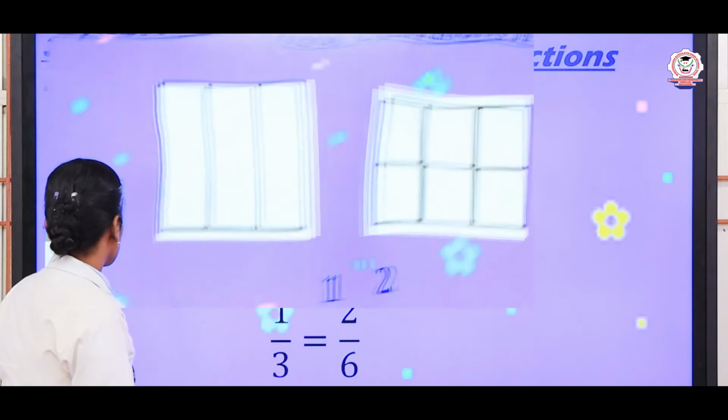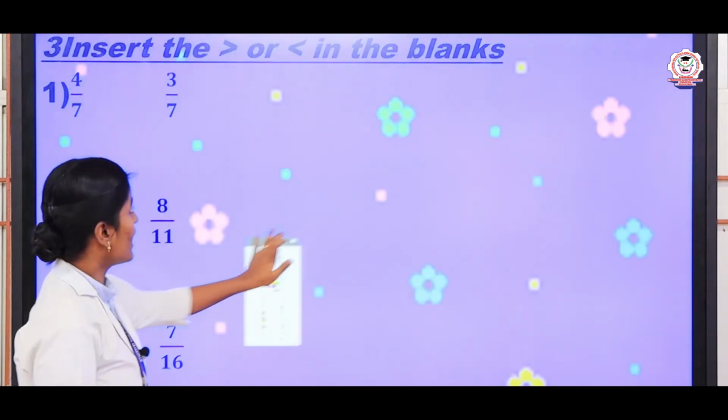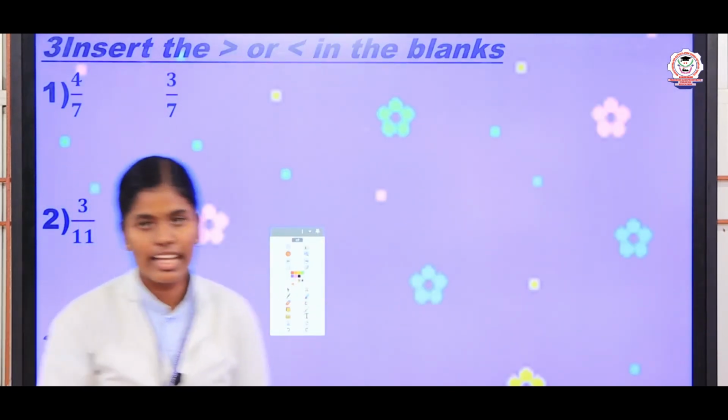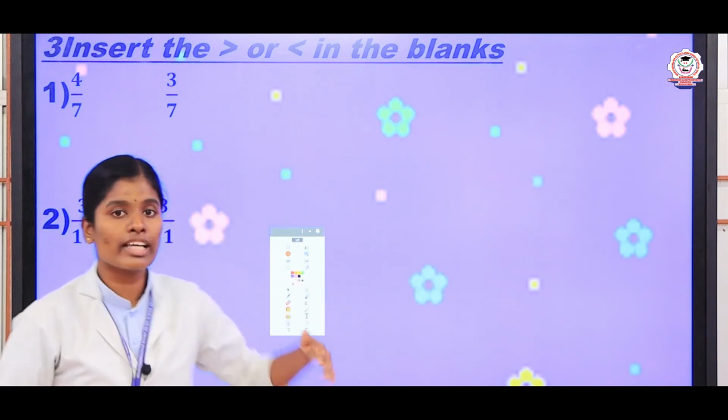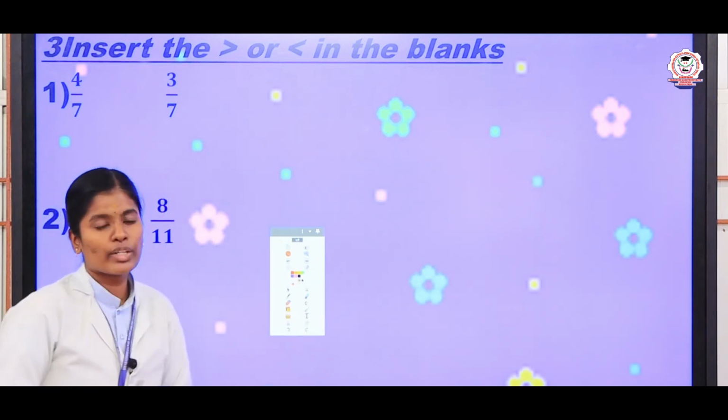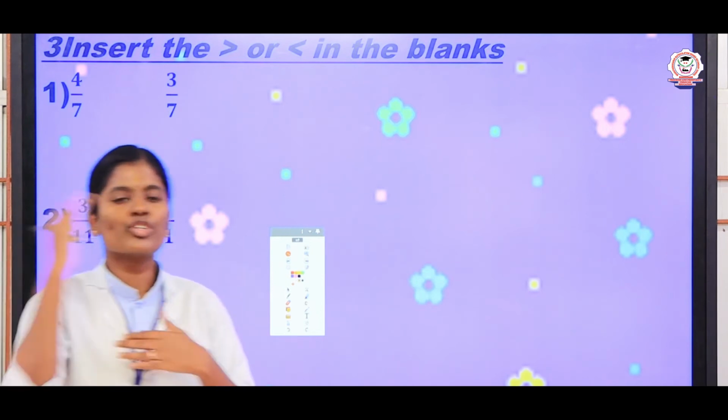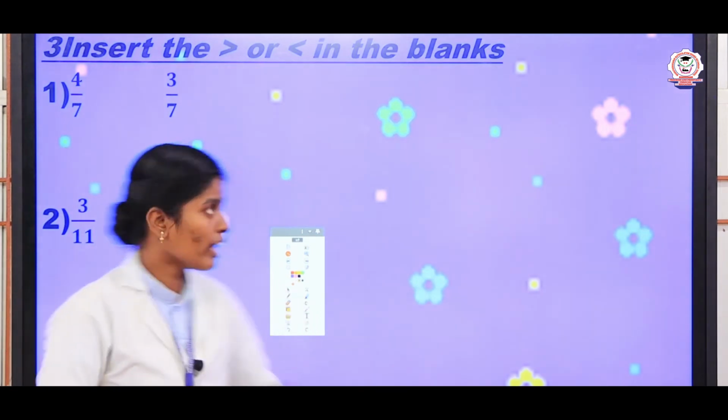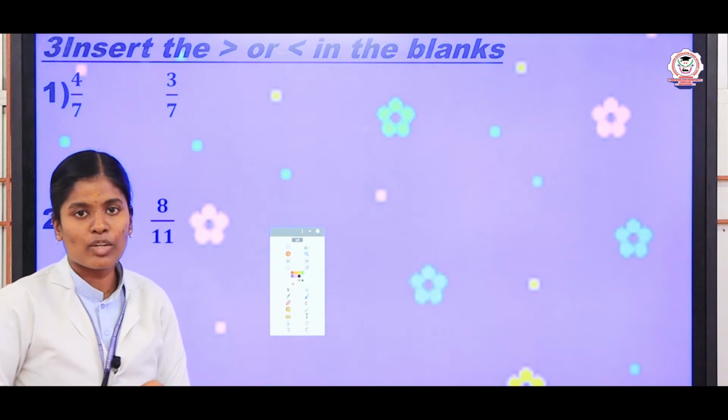Listen here. Next we have: insert greater than or less than in the blanks. First you look at the denominator value, then you compare the numerator values. Here we have the denominator value 7.